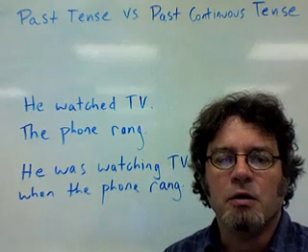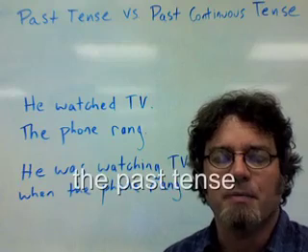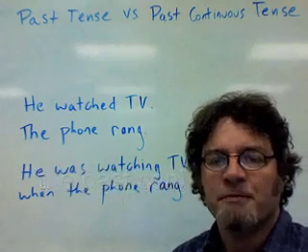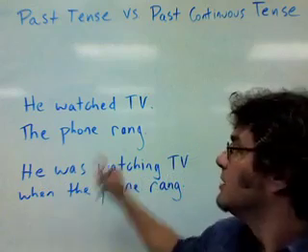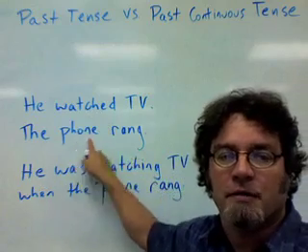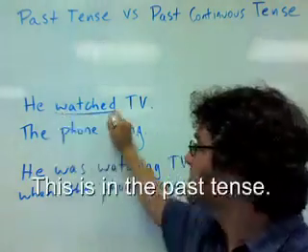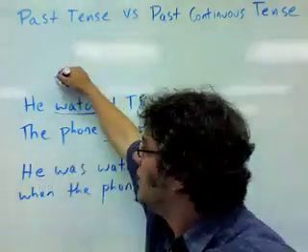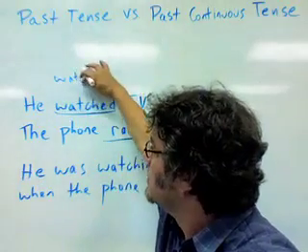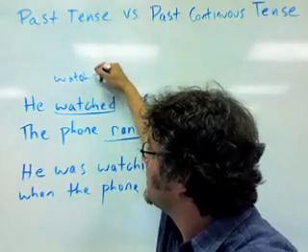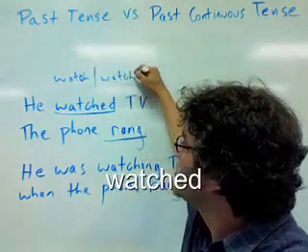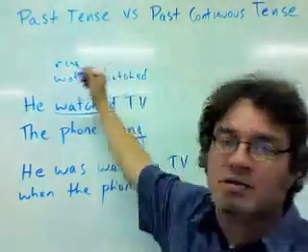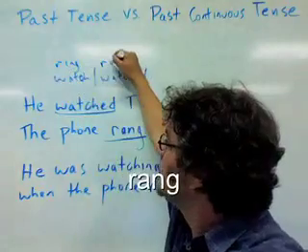In this lesson, you'll learn the differences between the past tense and the past continuous tense. Let's take, for example, these two sentences. He watched TV, the phone rang. This is in the past tense. This is also in the past tense. The verb watch in the past tense is watched. The verb ring in the past tense is rang.